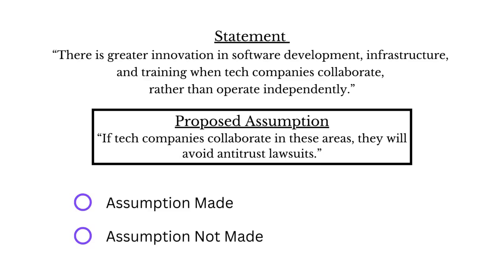There is greater innovation in software development, infrastructure, and training when tech companies collaborate rather than operate independently. The proposed assumption: if tech companies collaborate in these areas, they will avoid antitrust lawsuits. We have to understand the implicit message in the text and decide if the assumption is made. Together, we analyze this step by step to see if the assumption is necessary for the statement to hold true.